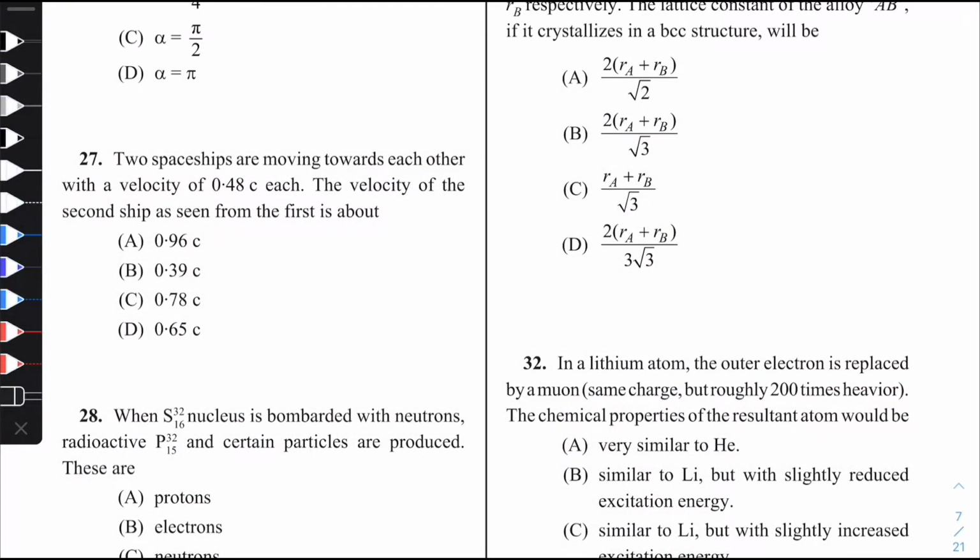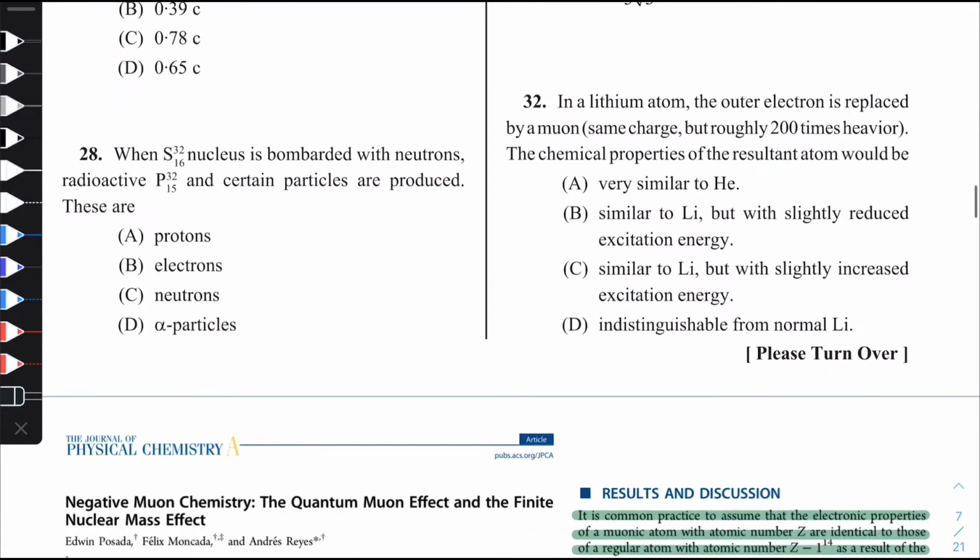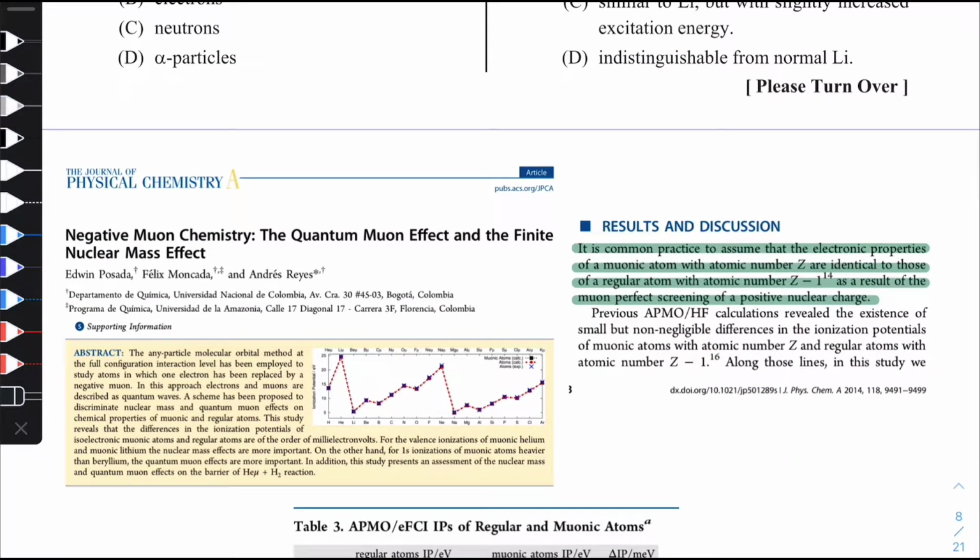Problem 32. In a lithium atom, the outer electron is replaced by a muon, which has the same charge but is roughly 200 times heavier. The chemical properties of the resultant atom would be. It took some time to figure out what the correct answer is. I found this article, it's called Negative Muon Chemistry by Posada et al.